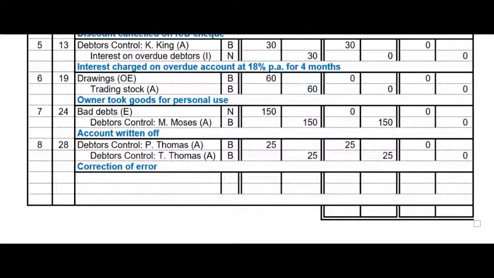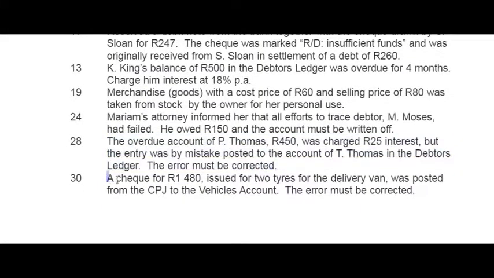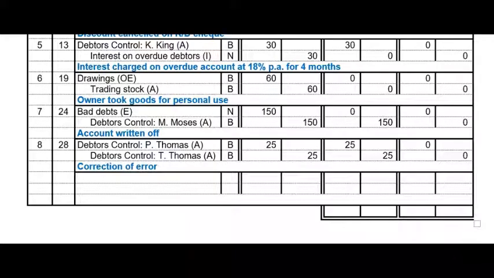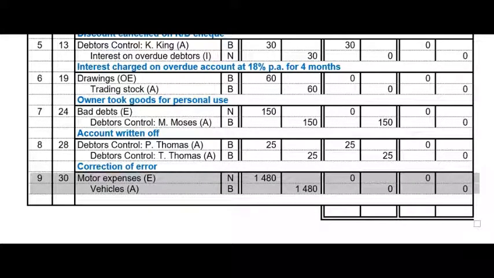And then our last transaction says a check for 1,480 Rand issued for 2 tires for the delivery van was posted from the CPJ to the vehicle account. Okay, so we can't add any values to the vehicle's account after we've bought the vehicle because of the historical cost principle. Okay, so we must take that out of the vehicle's account. We incorrectly debited vehicles. We had to debit what we call motor expenses. It's not repairs. New tires are not seen as repairs. It's motor expenses must be debited. Vehicles must be credited. So go and debit motor expenses, go and credit vehicles, and say correction of error.